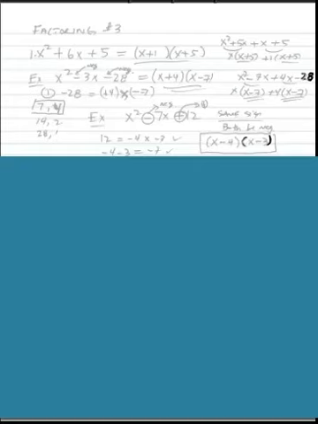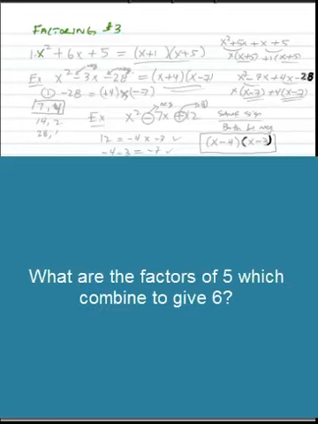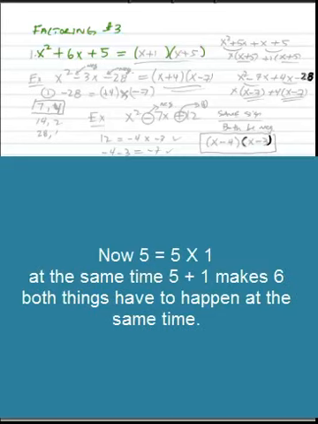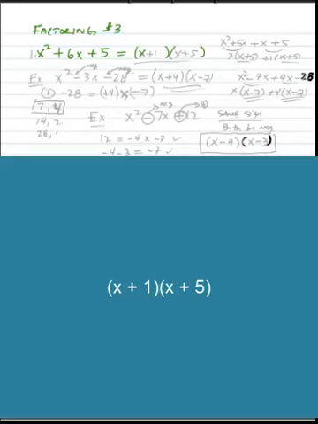In this session, we still look at factoring problems. Last time we saw how to factor things like x squared plus 6x plus 5, and we had a question to ask ourselves: what were the factors of 5 that added together to give 6? And we know 5 is 5 times 1. At the same time, 5 plus 1 makes 6. We have x plus 1 as our first factor, and x plus 5 as our second factor.